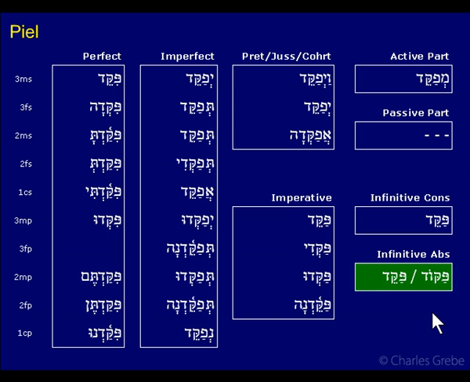Okay, now let's finally look here at the infinitive absolute. We see we have two forms. The one is paked, which is the same as our infinitive construct and our masculine singular imperative. And the other form has the holem vav, which we've come to expect in the infinitive absolute. And again, we have the patach starting things off, the first root vowel, which you've seen all the way through here. And of course, that is the same as what we have in the imperfect.